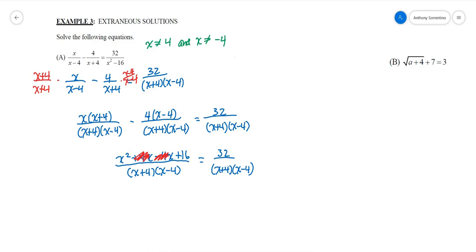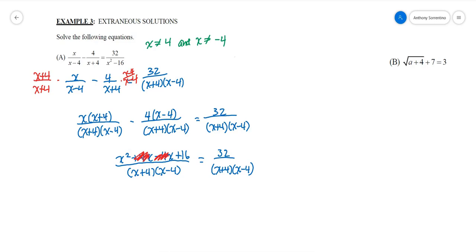Now I could do some cross multiplying if I want to. However, if I cross multiply and multiply it through, I'm going to have a fourth degree expression on one side of this equation. Because x squared plus 16 times x plus 4 times x minus 4 is going to give me a fourth degree polynomial, which we haven't gotten into how to solve yet. So I don't want to go that route because I don't know how to handle those.